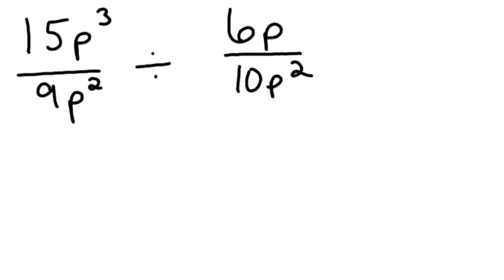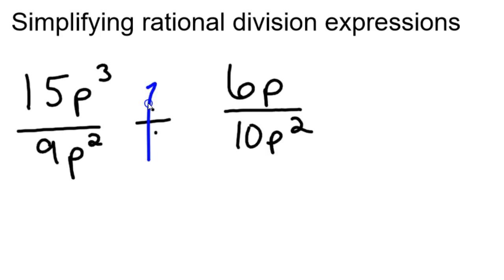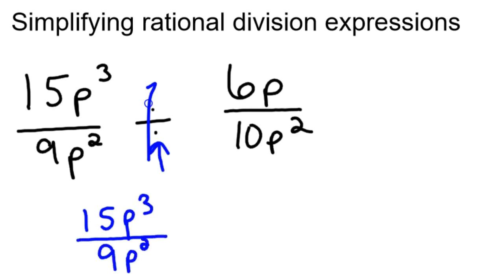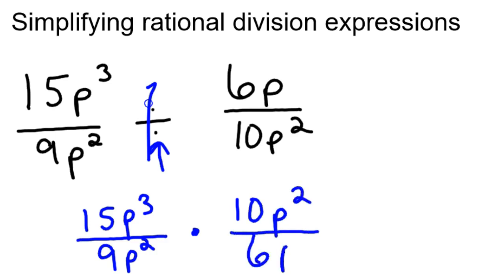But the first thing I would do is get rid of this division. With division of fractions, you flip and multiply, just like you've always done. So this is 15p cubed over 9p squared. You could simplify that first if you wanted to, but I like to do this just because it's what I'm practiced or trained to do. That's how I've always done it. So that'd be times 10p squared over 6p.